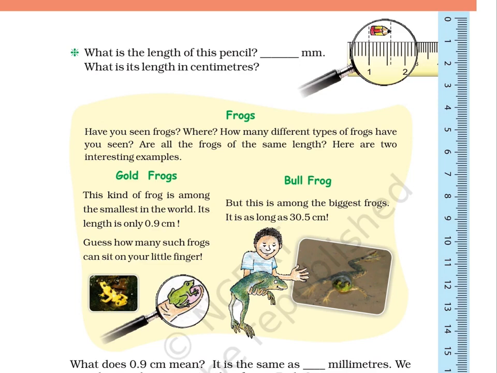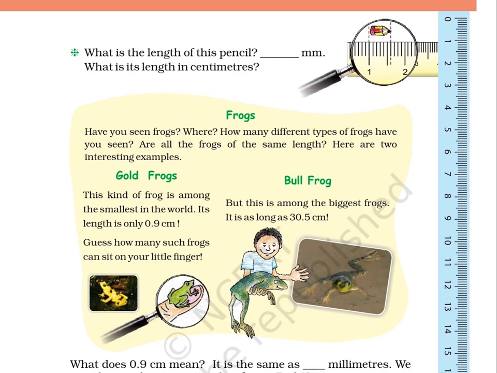Frogs. Have you seen frogs? Where? How many different types of frogs have you seen? Are all the frogs of the same length? Here are 2 interesting examples. Gold frogs. This kind of frog is among the smallest in the world. Its length is only 0.9 centimeter. Guess how many such frogs can sit on your little finger?